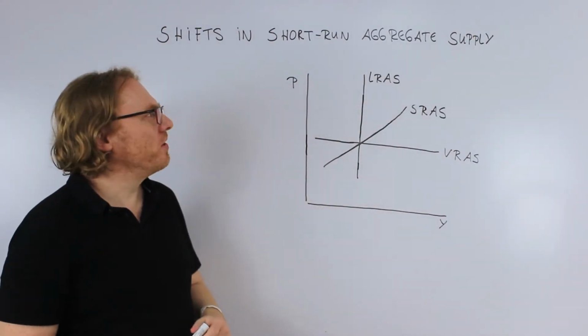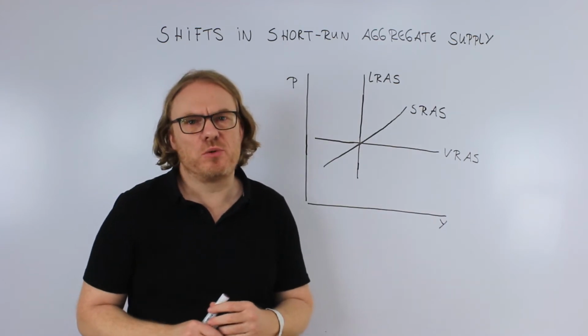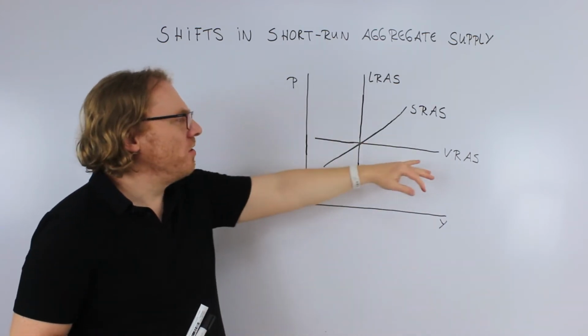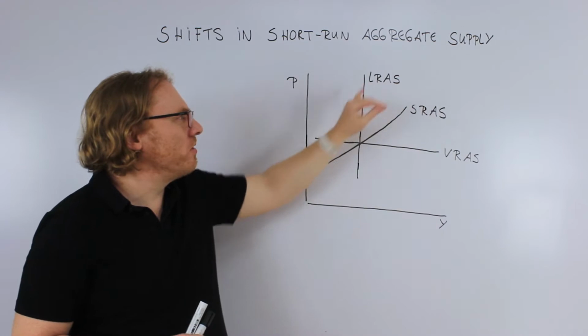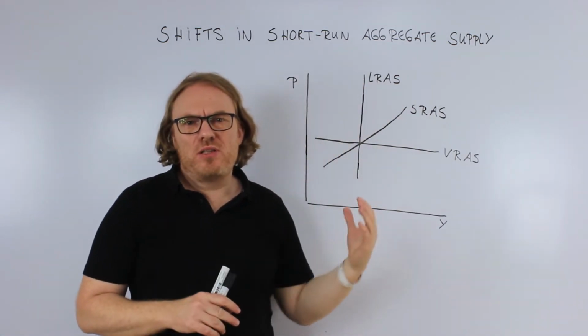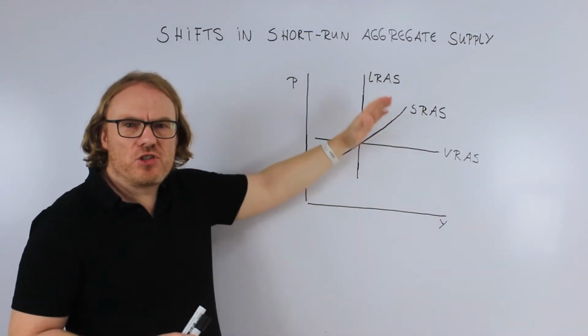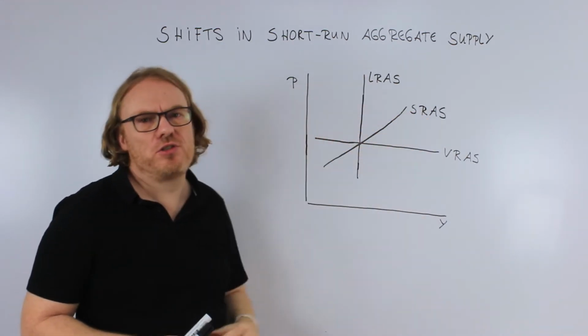We'll be dealing with the aggregate supply and the difference between those three aggregate supply curves. Again, there's the very short run, and the long run aggregate supply, and we need to understand when does a shift occur in the short run aggregate supply. When is it shifted to the left? When is it shifted to the right?